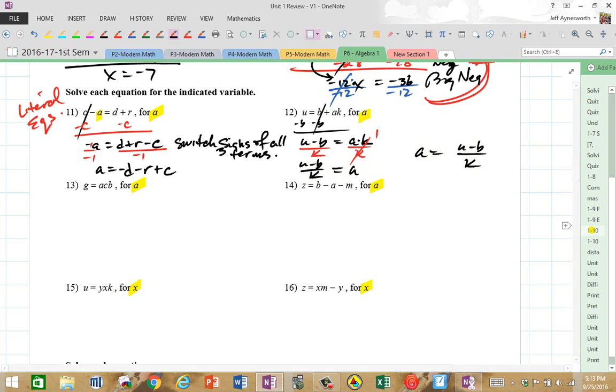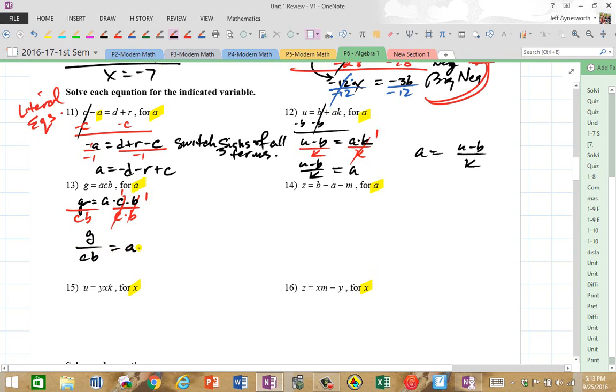You've got to get used to always doing the inverse. Like on this one here, we have g is equal to a times c times b. And I say it like that because you have to know they're being multiplied. Why? Because you do the inverse. You divide by cb. C divided by c is 1. B divided by b is 1. And you get g divided by c times b is equal to a. It's that simple, guys. Believe it or not.